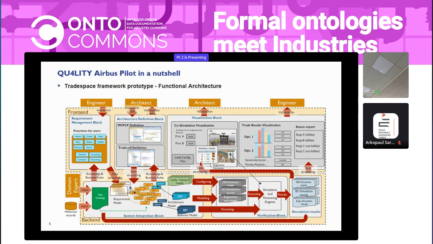That was supported in the backend by the system integration block, where we have the application ontology that will be explained, which was controlling the data flow. Also, using historical records, we understood how the process was designed or exists currently, and proposed different architecture options already to the architect so that he can use that as a starting point for his design.